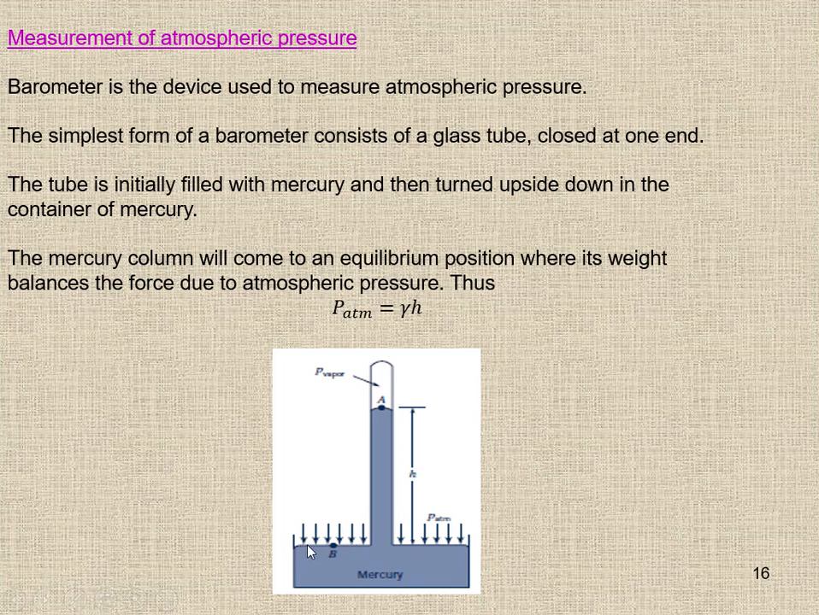Now this is the container which is open to the atmosphere. The atmospheric pressure is acting on the surface of the mercury in the container. The mercury column will come to an equilibrium. As we turn it upside down, due to the pressure difference, it goes up and down and finally comes to an equilibrium position where its weight balances the force due to the atmosphere.